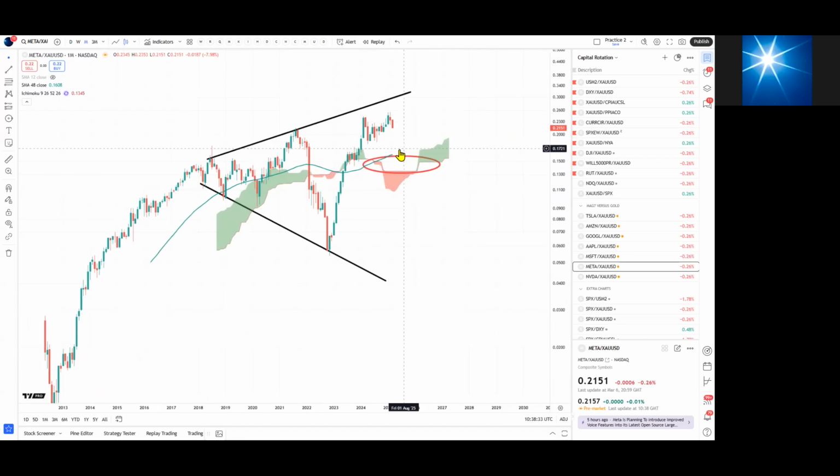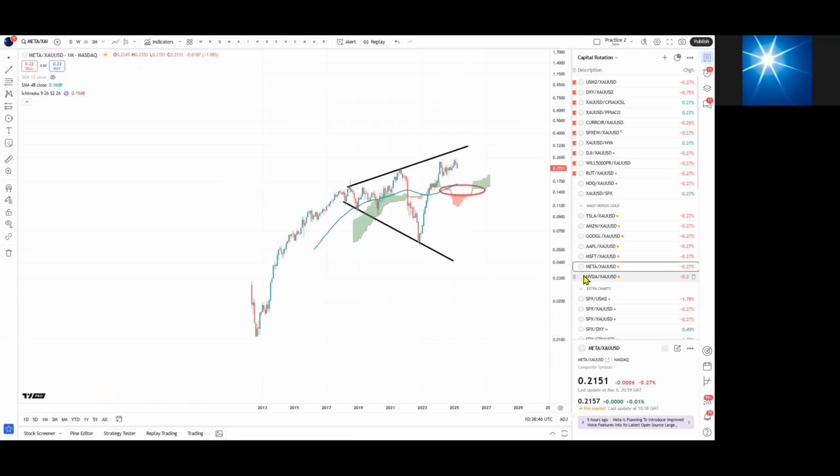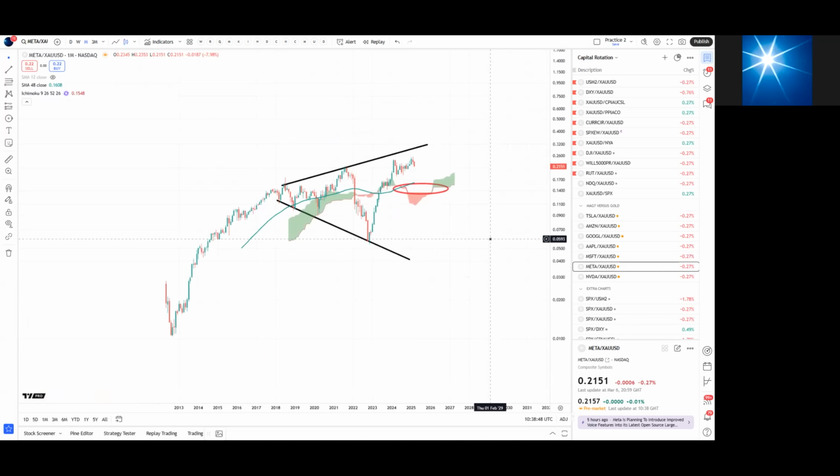So if we fall below this zone that I've highlighted, where you'll find the moving averages in the Ichimoku cloud, the 3 and 4 year moving average are in here, fall below that and much lower targets come into view, and that would not be good for Meta, but it would be very good for gold.